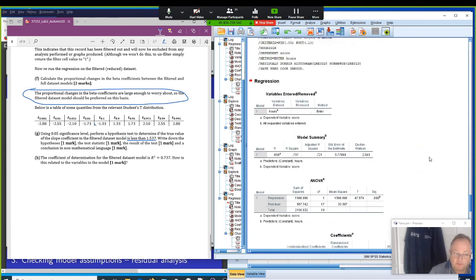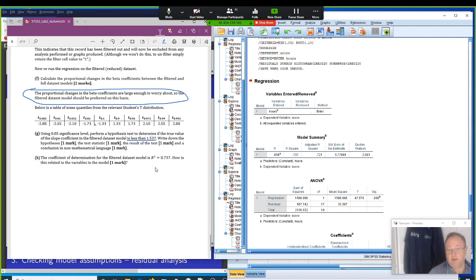There it is in the model summary. Okay, so in the model summary we've got an R square of 0.737. Okay, so in that sense what that's telling us is that there is a relationship between these two variables. Okay, so that will be your statement.